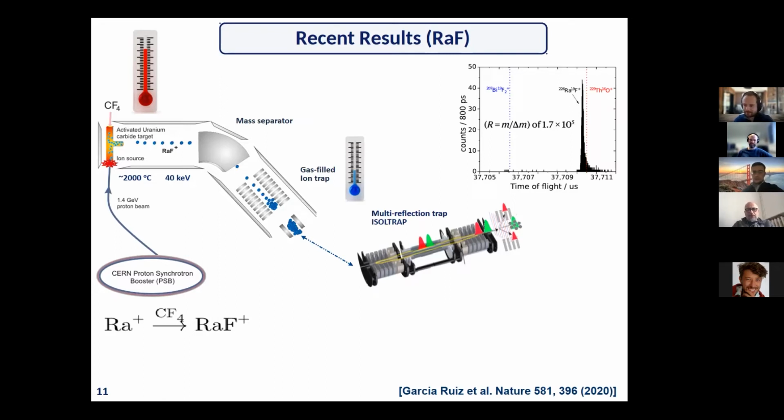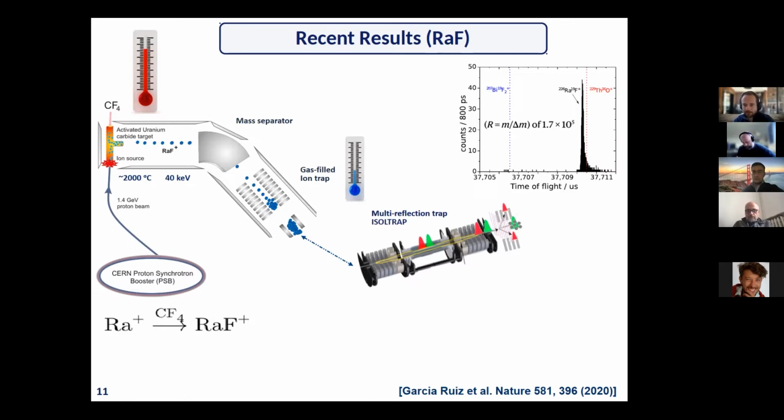But here, is it obvious that you want to make a molecule and then trap the molecular ion? Or, for instance, you might think of some other things like co-trapping different ions and making a molecule right there in the trap. Can you comment on that? Yeah, thank you, Dima. So it's not obvious. So we are still investigating what's the best path to produce the core molecule.